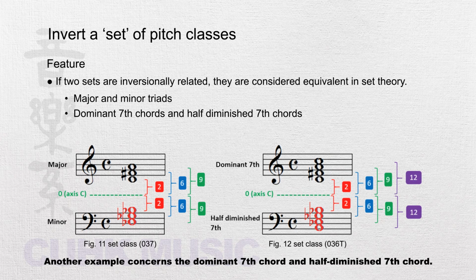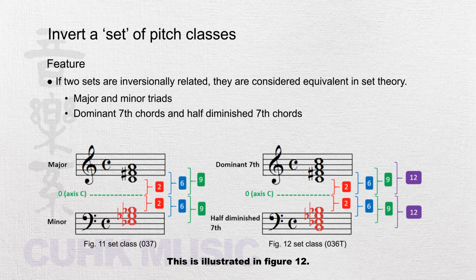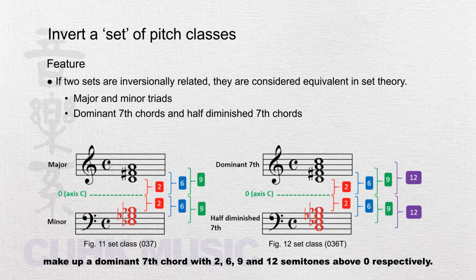Another example concerns the dominant 7th chord and half-diminished 7th chord. This is illustrated in Figure 12. The 4 pitch classes D, F sharp, A, and C in the upper part make up a dominant 7th chord, with 2, 6, 9, and 12 semitones above 0 respectively.